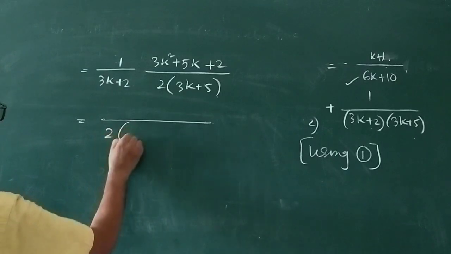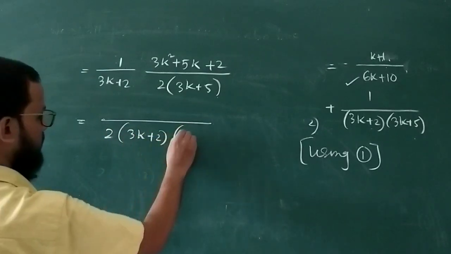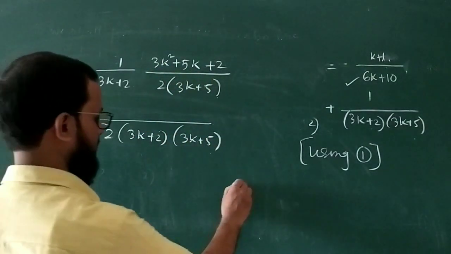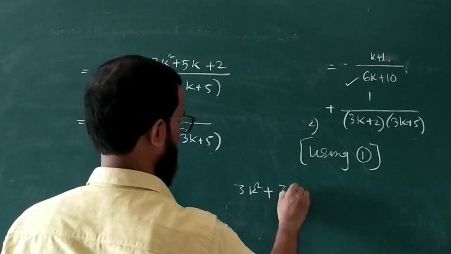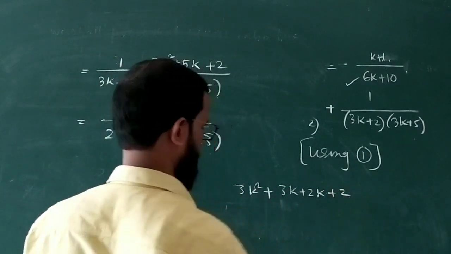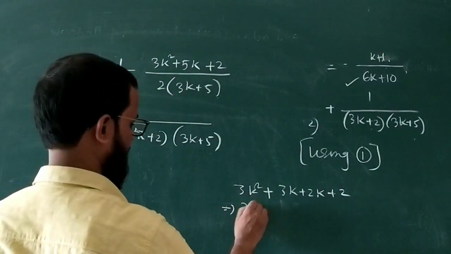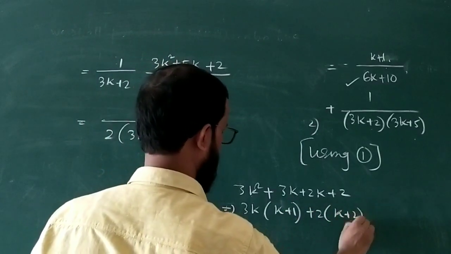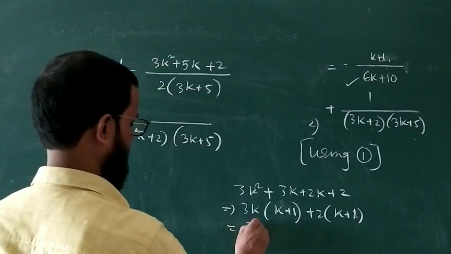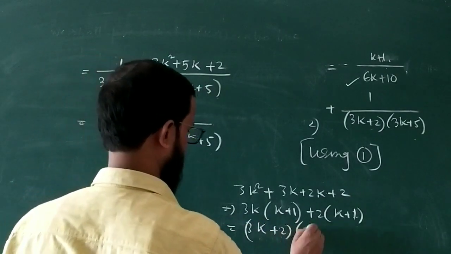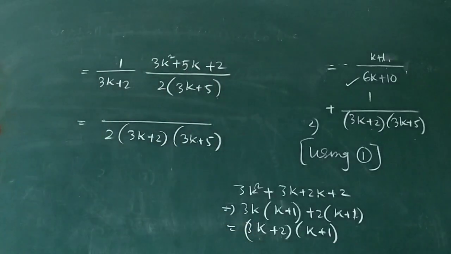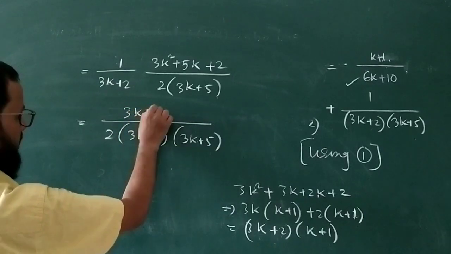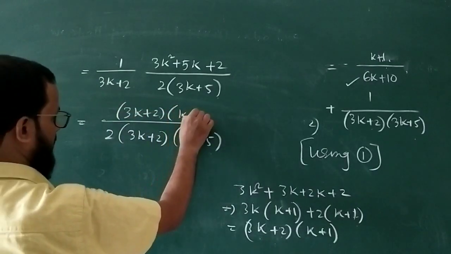This one will be 2 into 3k plus 2 into 3k plus 5, and can we factorize this? How do you factorize 3k square plus 3k plus 2k plus 2? This one can be written as: take 3k common, it will be k plus 1, and take 2 common, it is k plus 1, and finally 3k plus 2 into k plus 1. You can write this expression directly as 3k plus 2 into k plus 1.